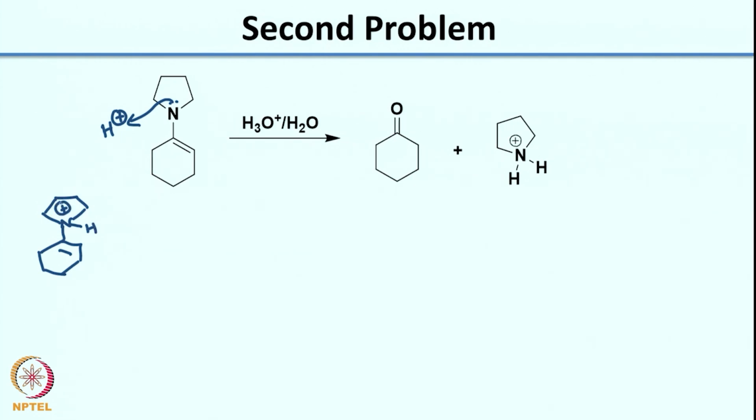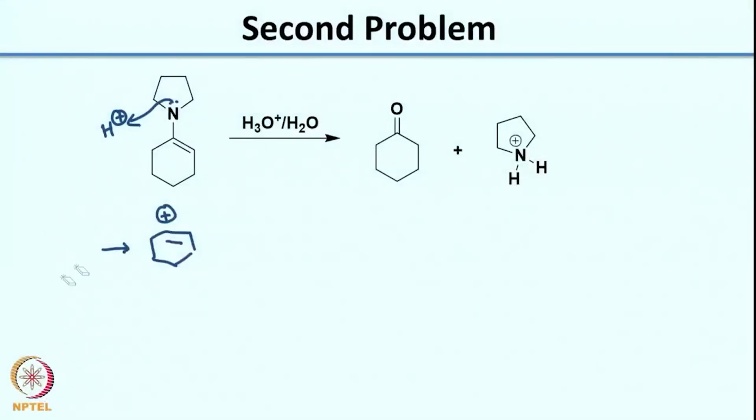Now what can the molecule do after generating this species? The only option would be to generate this cation, which is highly unstable. So the molecule will not like to do something which makes it so unstable. So this will not be a reaction path. So let us go ahead and erase this, because this will not be a good reaction path.